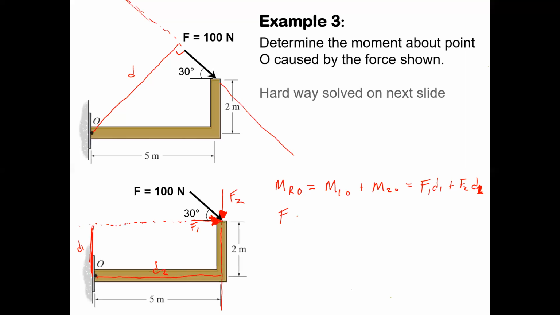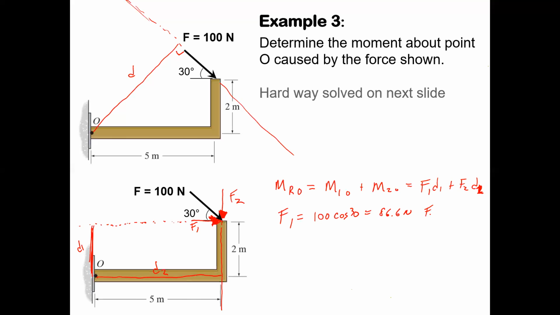F1, we're going to have to use some trig to find F1, right? But that's pretty easy. F1 is going to be what? What's F1? Someone besides Dylan. Scott, what's F1? 100 cosine 30, which is 86.6 newtons.